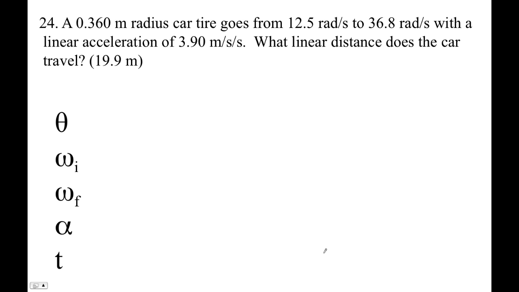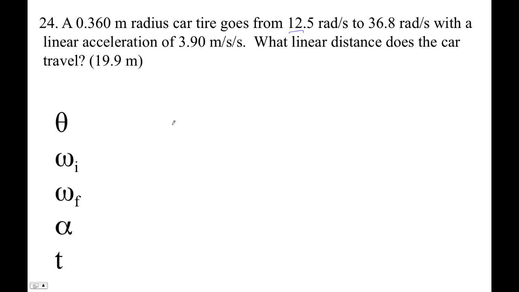Okay, let's see. A 0.36 meter radius car tire goes from 12.5 radians per second to 36.8 radians per second with a linear acceleration of, oh man, look at this. What linear distance does a car travel? Do we do this linearly? I'm going to do this rotationally and then go linear. Okay.